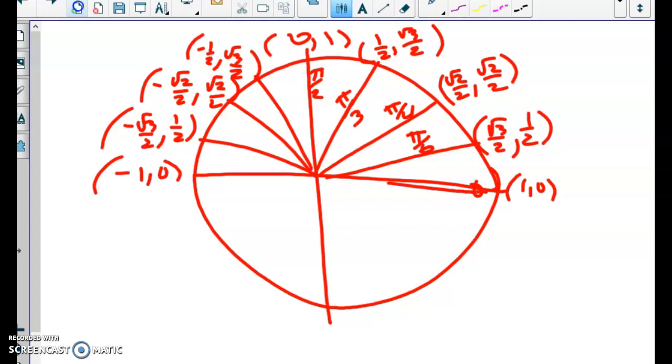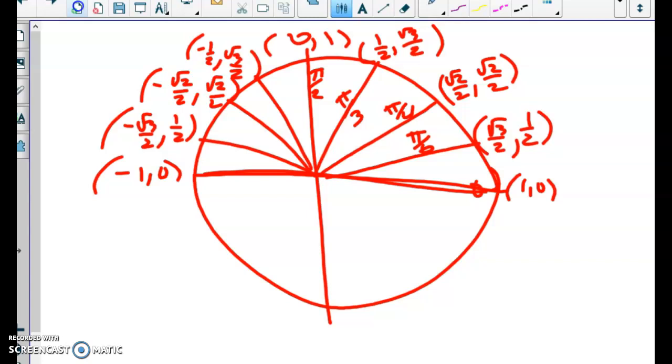And then to finish it off, we would flip that over the x-axis, and flipping it over the x-axis gives me a change in the y value. So all of the bottom would be the same as the top, except you change the sign on your y values. So now let's get to the trick about writing all the radians in here.